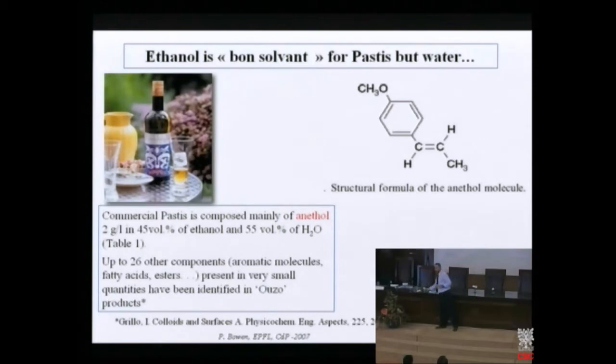So you can see it's gone cloudy. We formed an emulsion. Anethol doesn't like it. There's too much water, not enough alcohol. It can't create a low energy interface, so it agglomerates.